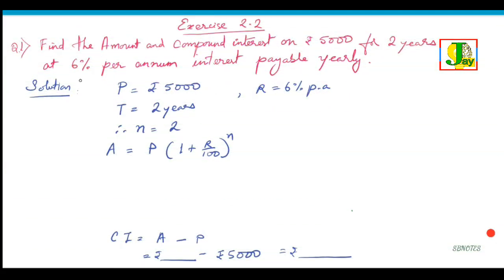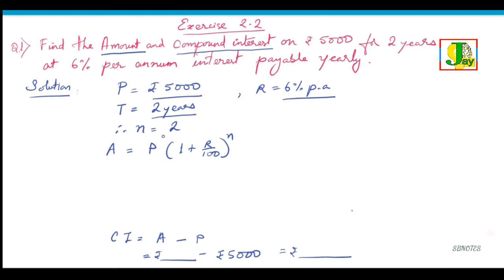Let's take question number 1, where you need to find the amount and compound interest. We need to find both. The principal is given as ₹5,000, the time is 2 years, and the rate of interest is 6% per annum, payable yearly. That is why we take yearly. So how many conversion periods are there?